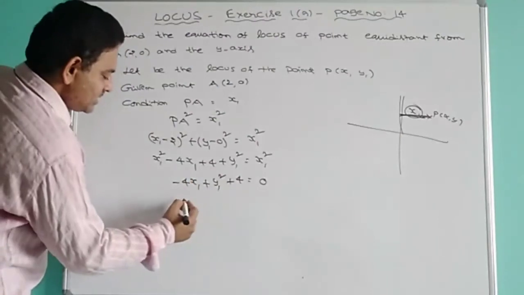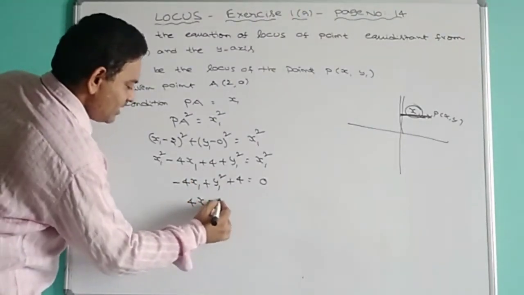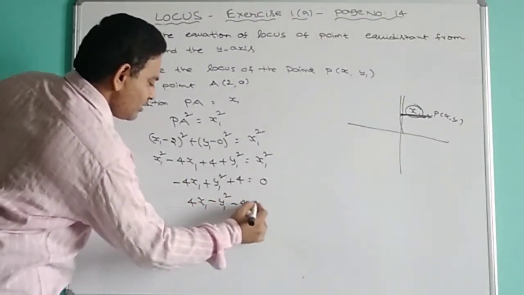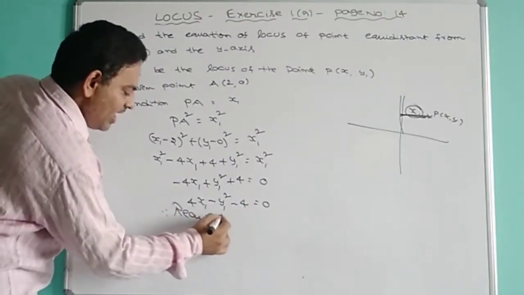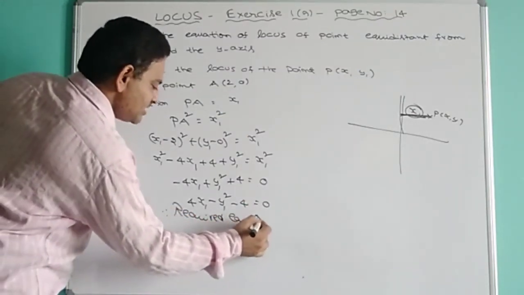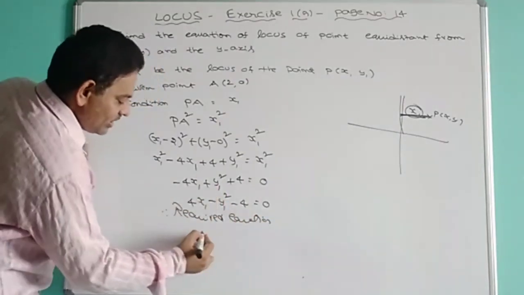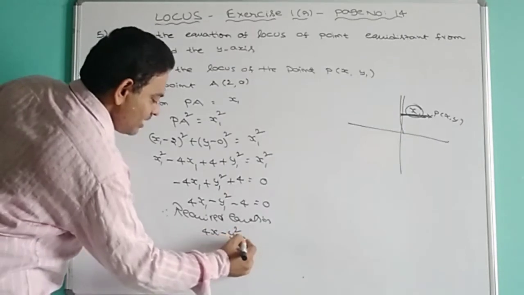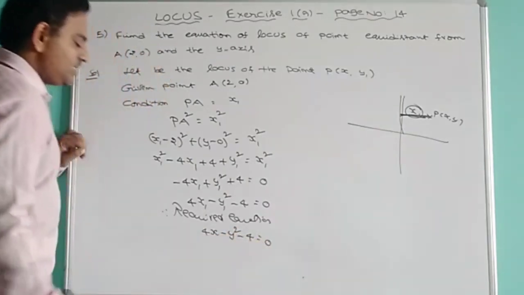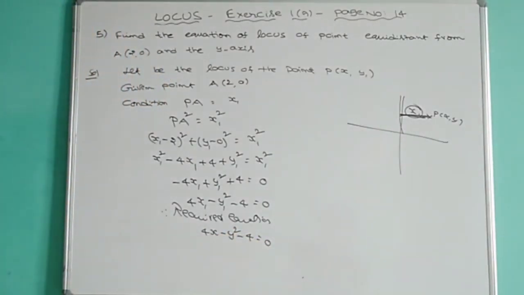Then x1 square gets cancelled: minus 4x1 plus y1 square plus 4 equals 0. Remove the minus, that means 4x1 minus y1 square minus 4 equals 0. Therefore the required equation, in place of x1, y1 you write only x, y: 4x minus y square minus 4 equals 0. It is the required equation.